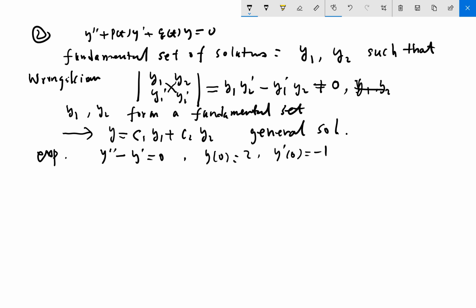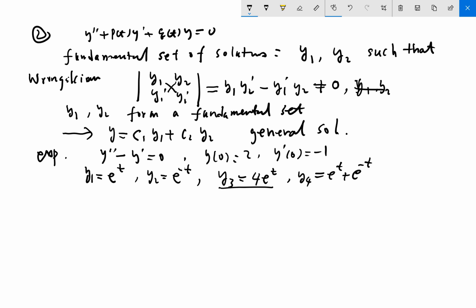In the previous class we already learned that y1 equal to e to the t is one solution, and e to the negative t is another solution. Now I can find another solution, say 4 times e to the t. I can find so many. The fourth one is e to the t plus e to the negative t. We already checked e to the t is a solution, and e to the negative t is a solution. Now let's check whether this one is a solution.